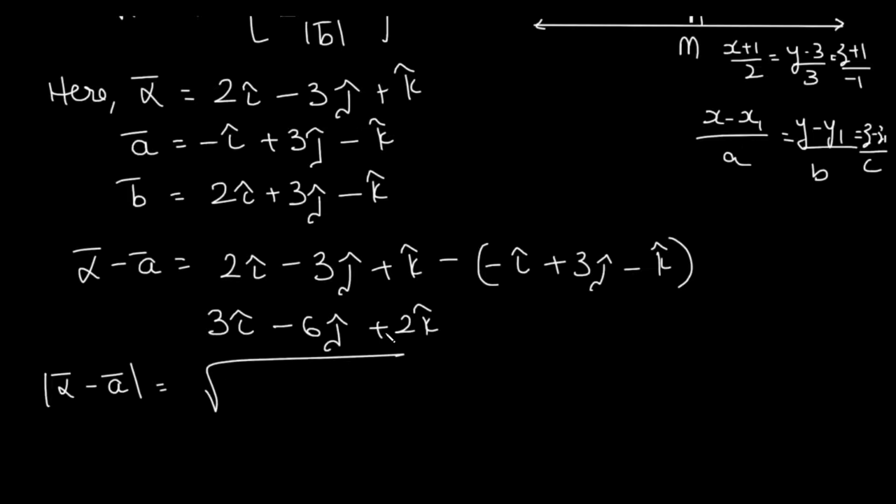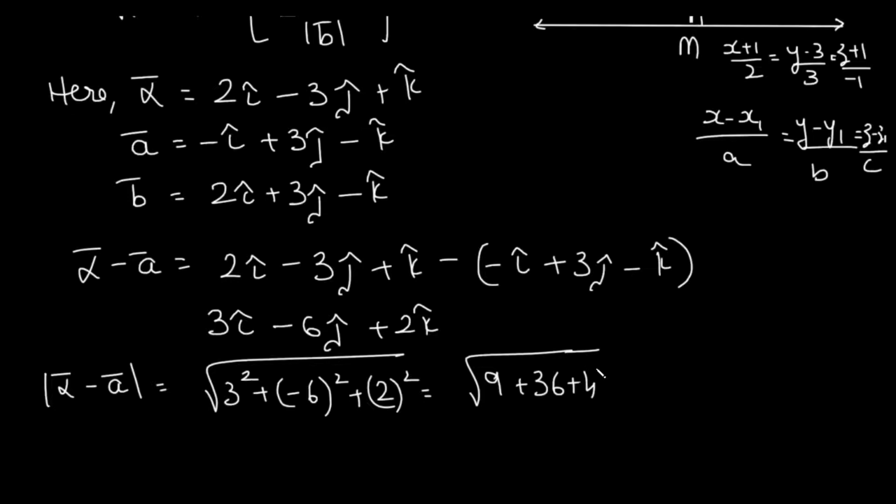So in this case, mod of alpha minus a is given as usual, mod of a vector. So we get root of 3 square plus minus 6 square plus 2 square, which is given by 9 plus 36 plus 4. This comes out as 36 plus 4, 40, plus 9, 49, so root 49. We keep it that way. Why? Because we need alpha minus a the whole square. We can write it as 7 also, no problem.